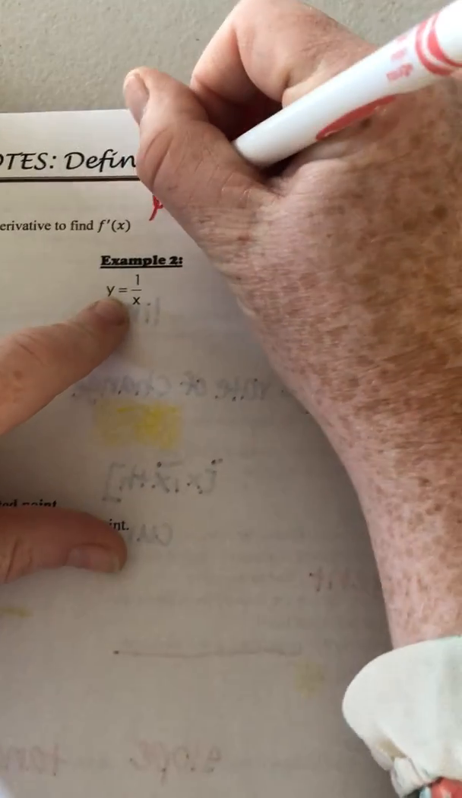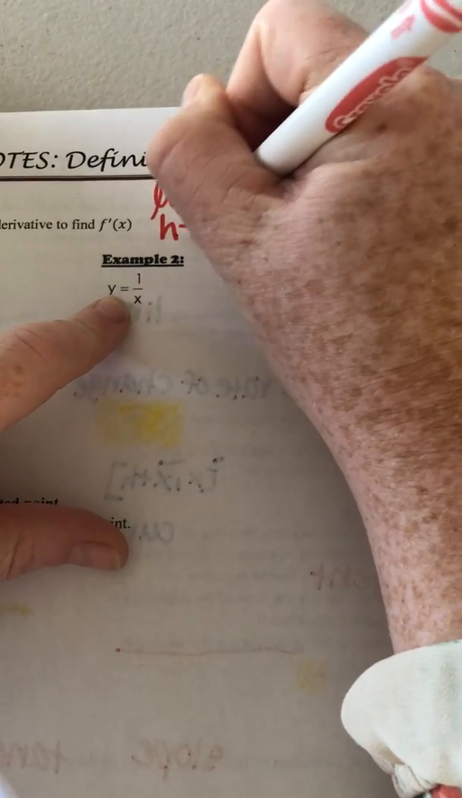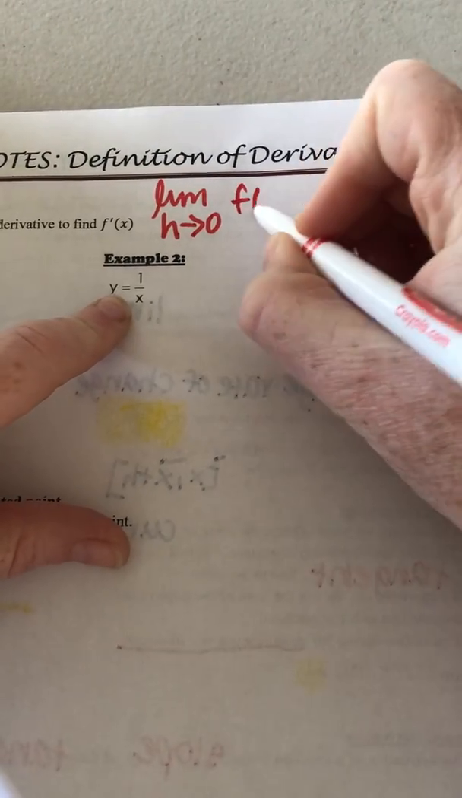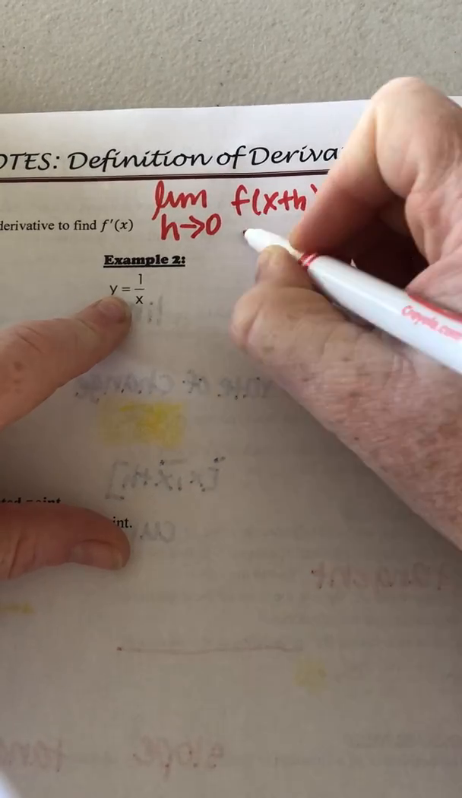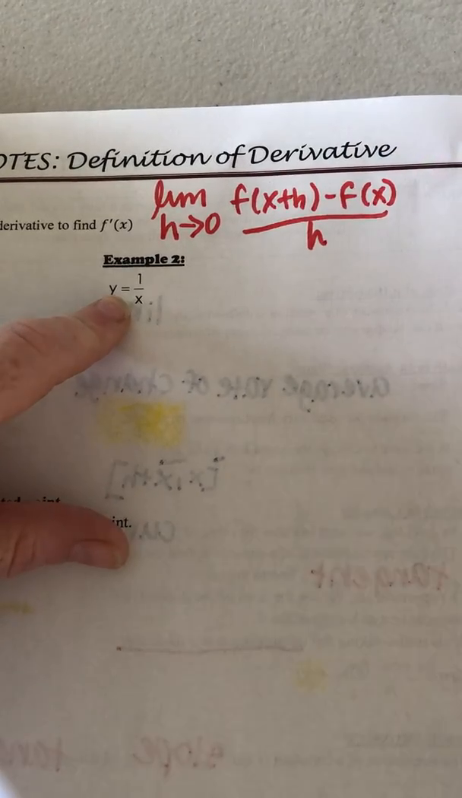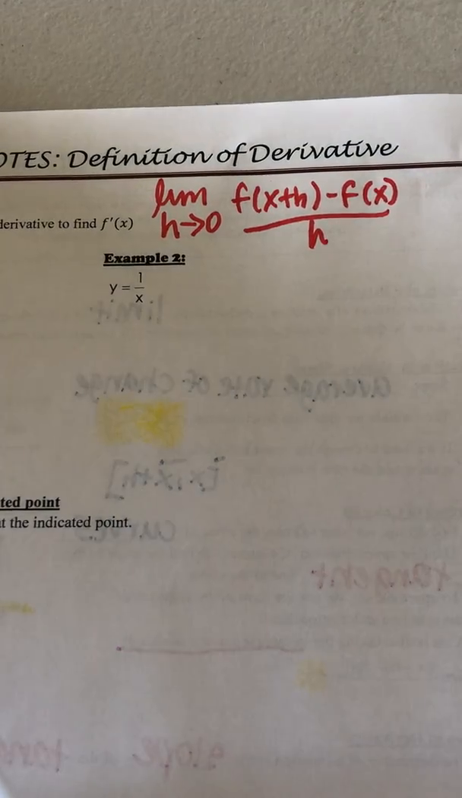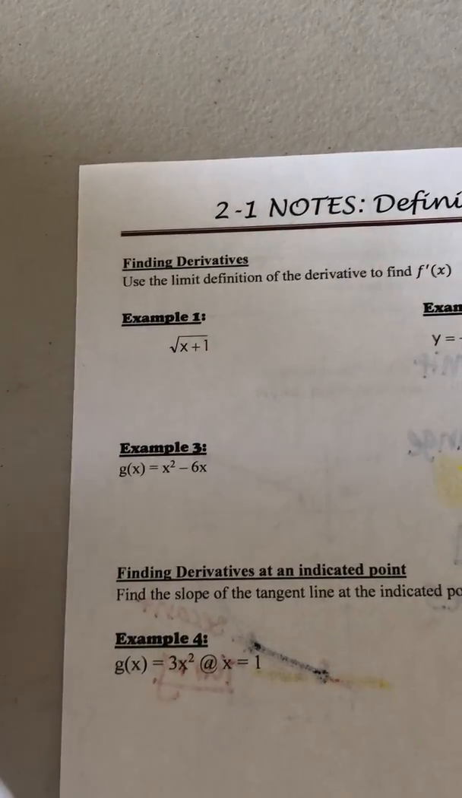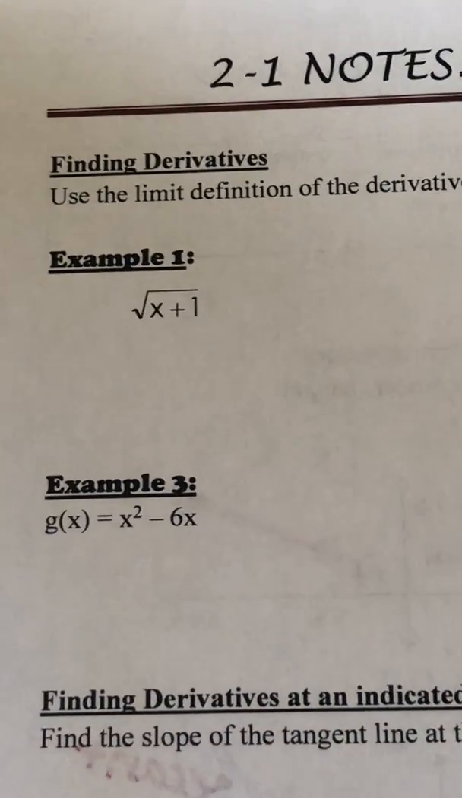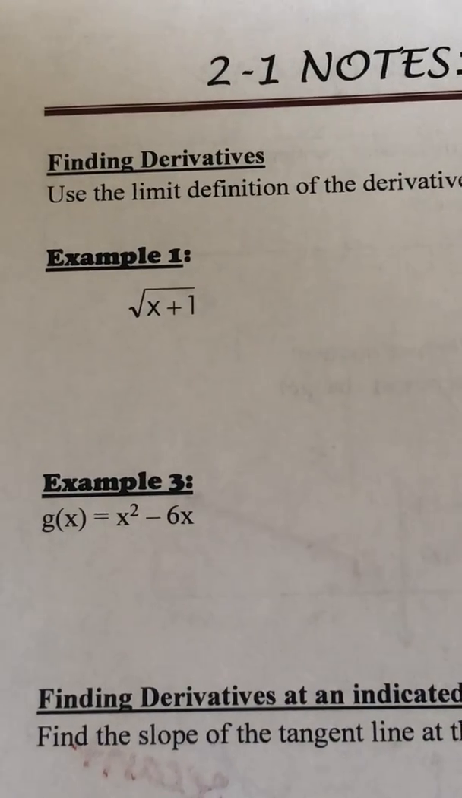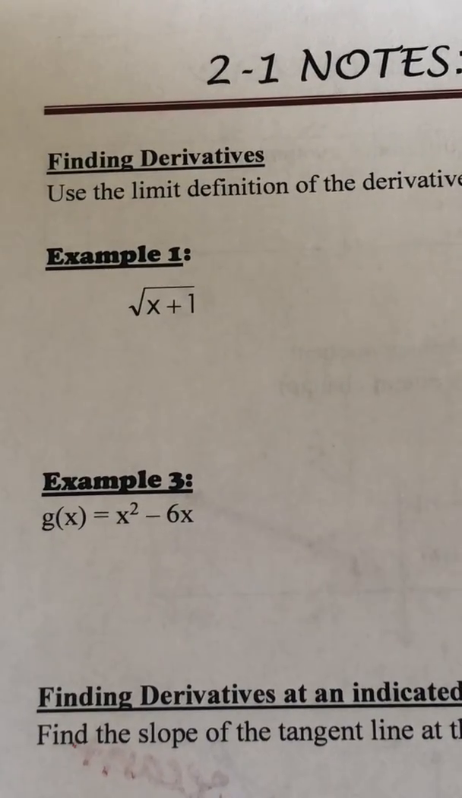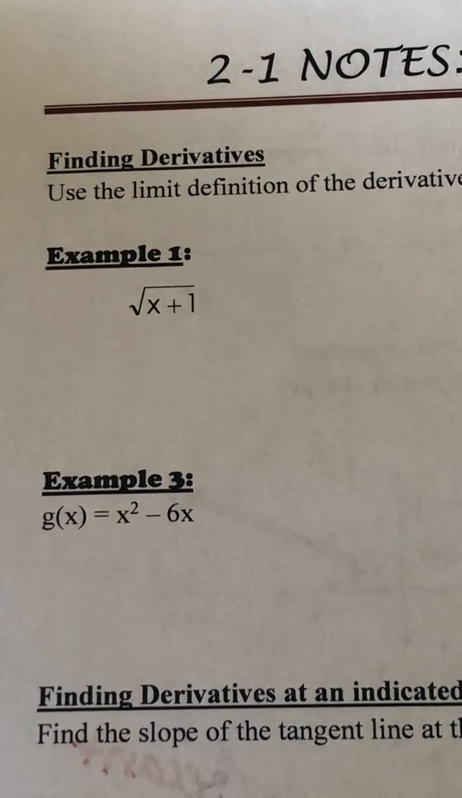So we're still going to take the limit as h approaches 0 of f of x plus h minus f of x all over h, but not at a certain x value. So you're going to leave it with x's in your answer. Some of you liked plugging in for x, but for these, we have to leave x in our answer.